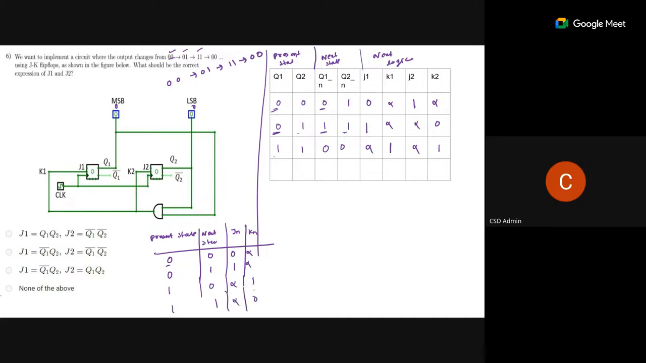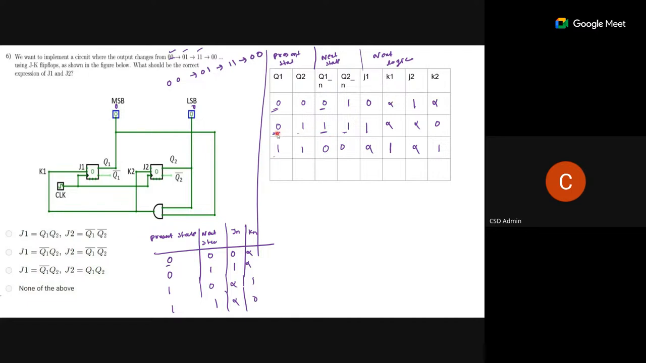Now let's fill in the table. The present state is 0 and the next state is 0. Then what should be the value of J N and K N? So it will be 0 and don't care.